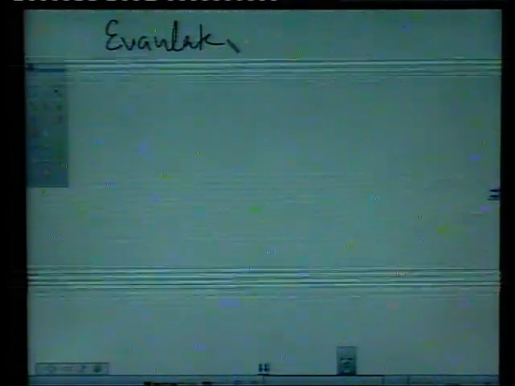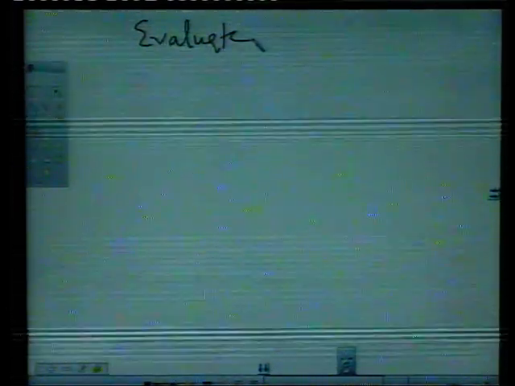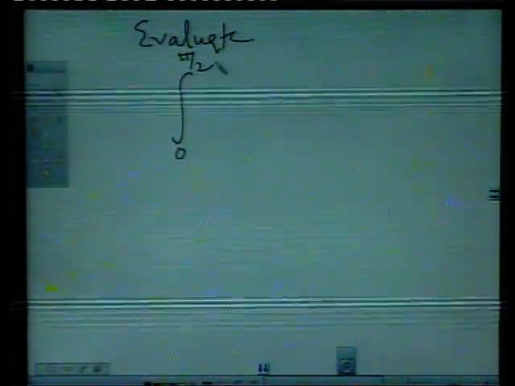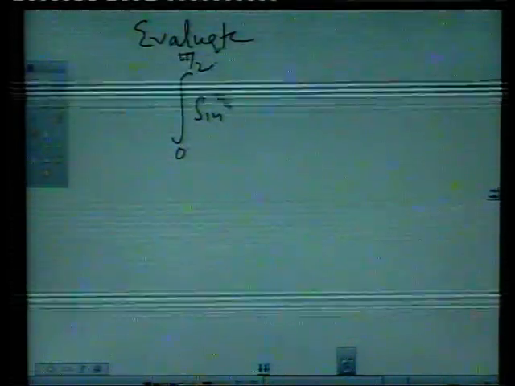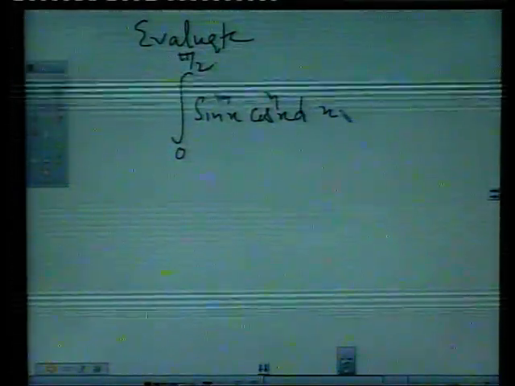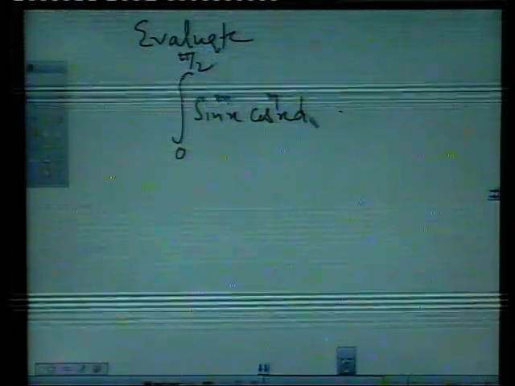Now, next, evaluate the remaining two. Integral from zero to pi by 2 of sine raised to power m x cos raised to power n x dx.